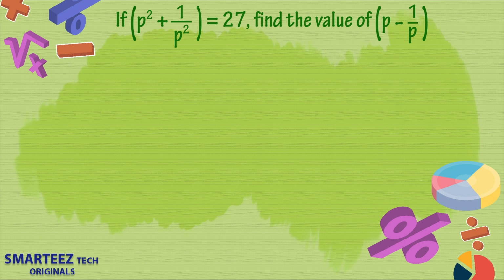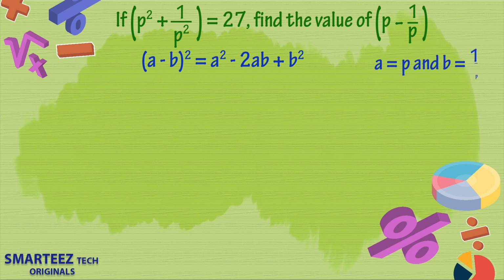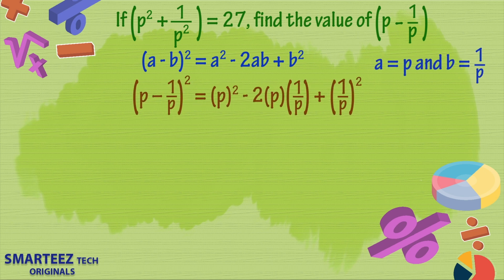Okay, here we need to find the value of p minus 1 over p. Use the (a minus b) the whole squared formula where a equals p and b equals 1 over p. (p minus 1/p) the whole squared equals p squared minus 2 times p times 1/p plus (1/p) the whole squared. Simplifying, we get p squared minus 2 plus 1 over p squared. Let's call this equation 1.